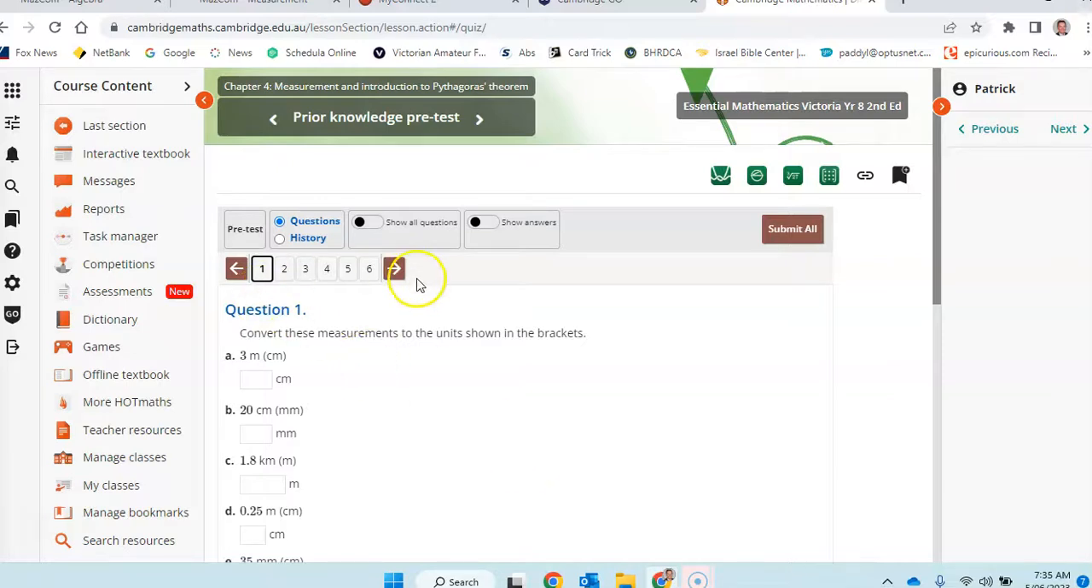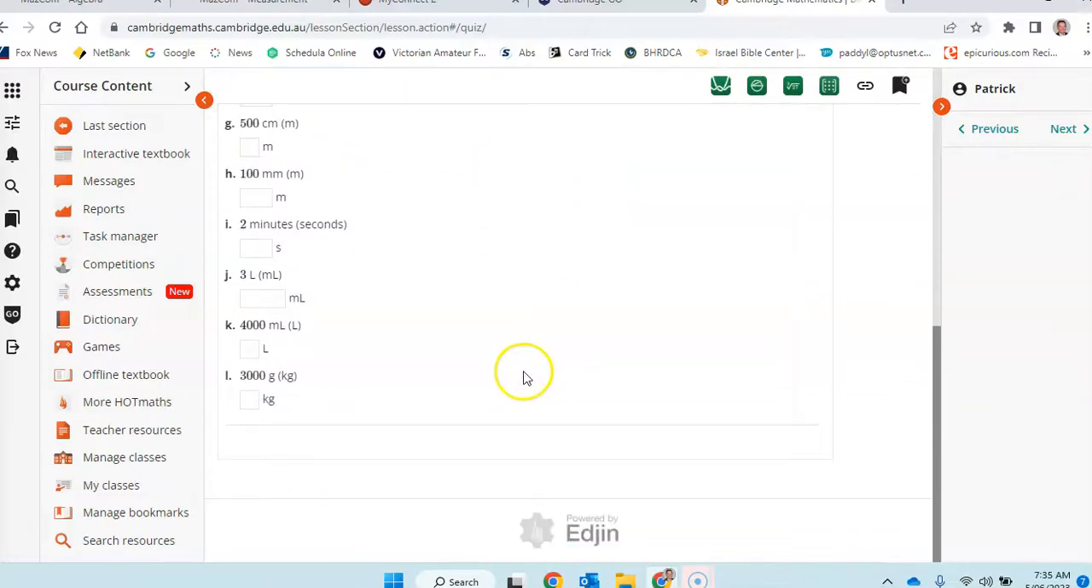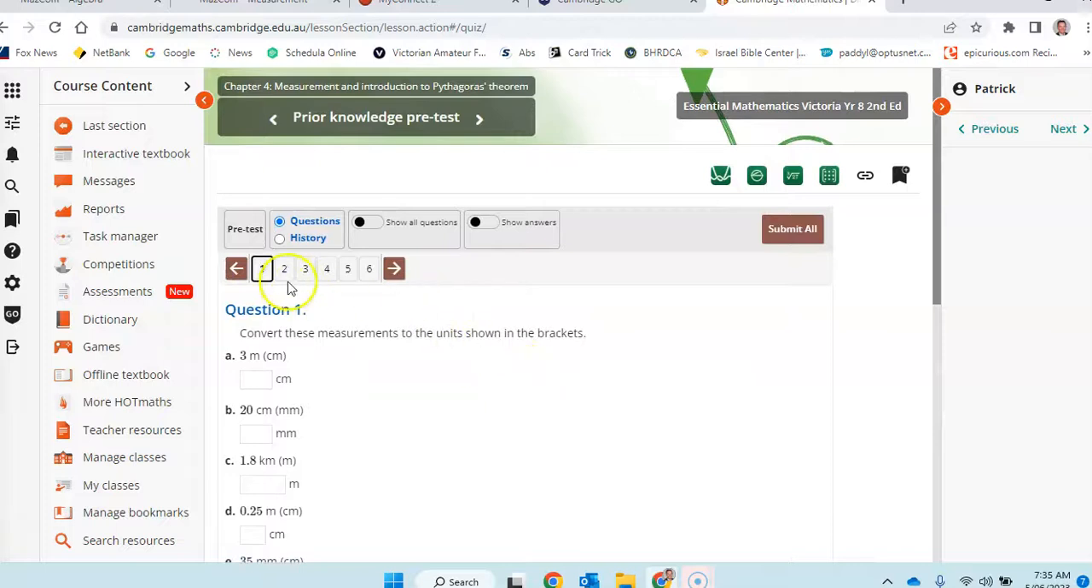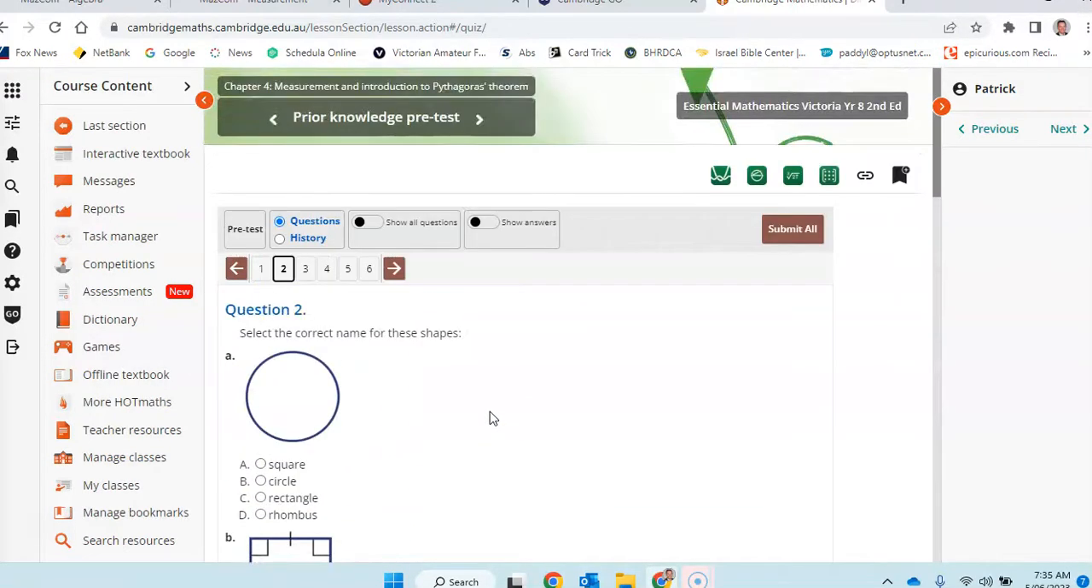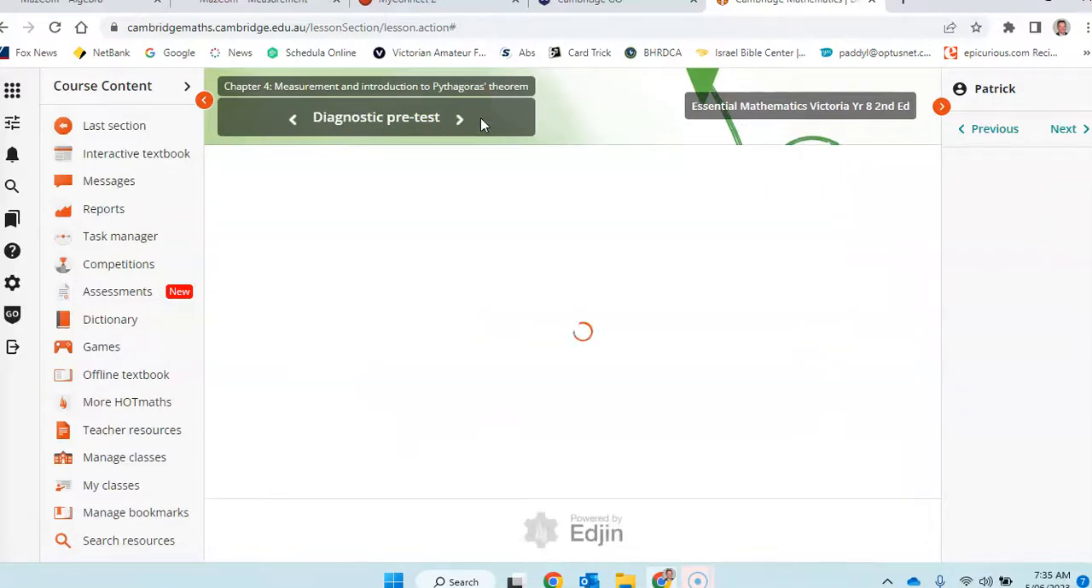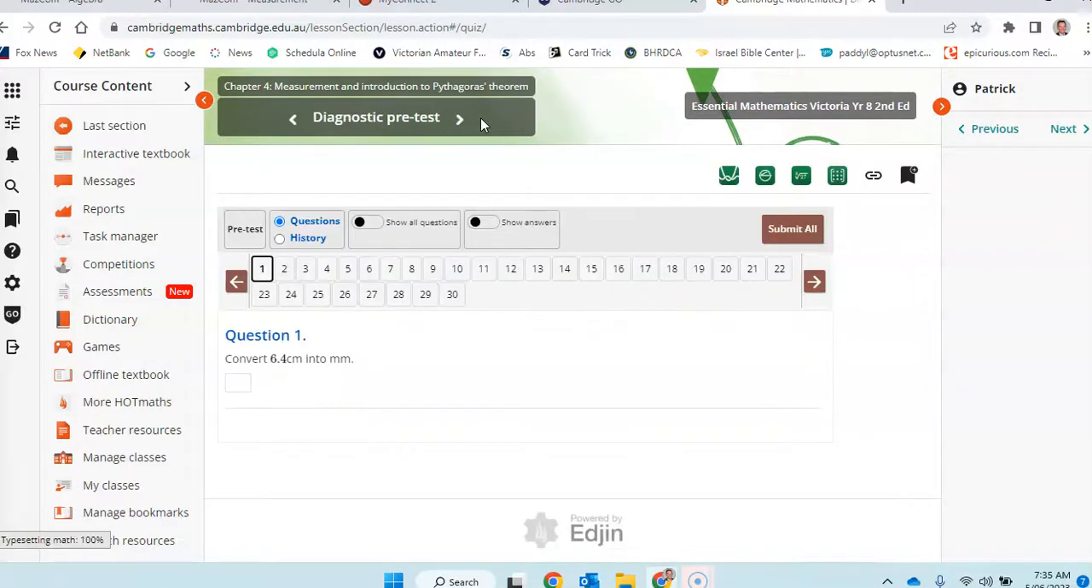You'll see there are 6 questions there, and they're general questions. For each of them, you just select an answer, so that's not very long. The next one is a diagnostic pre-test, and that diagnoses what you know about the topic, what's actually in the topic. There are a lot more questions, and it covers all the things that we're going to be looking at. You would look at questions like converting 6.4 centimetres into millimetres.